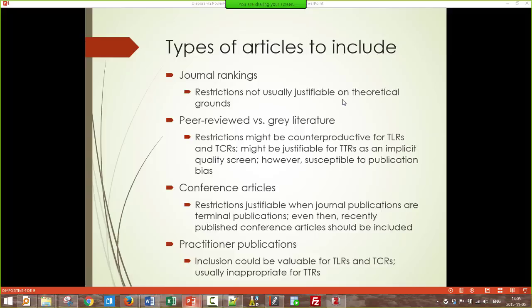Some scholars write books, and books usually do not go through this kind of rigorous peer review process. Some scholarly books do, most do not. And so a lot of researchers don't include results published in books, even scholarly books, in their reviews. So the thing here is that you need to consider this. Do you want to include gray literature that's not peer-reviewed, or do you want to restrict only to peer-reviewed?